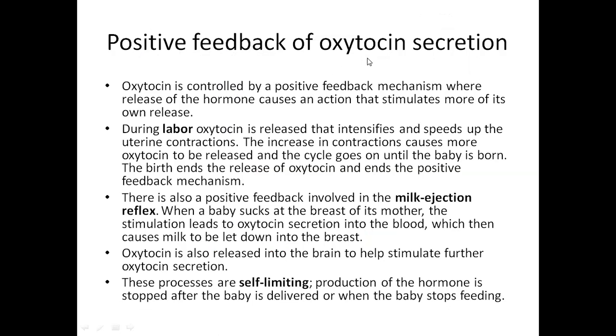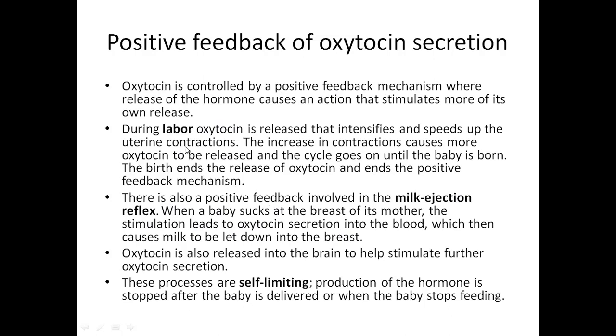One of the examples that we have considered was the positive feedback of oxytocin secretion. Oxytocin is a hormone that is secreted by the pituitary gland. In fact, it is produced by the hypothalamus and stored and secreted by the pituitary gland. The oxytocin secretion is controlled through what is known as the positive feedback mechanism. Oxytocin has two important functions in the body. Number one, it causes labor during childbirth, and milk ejection when the child is suckling.